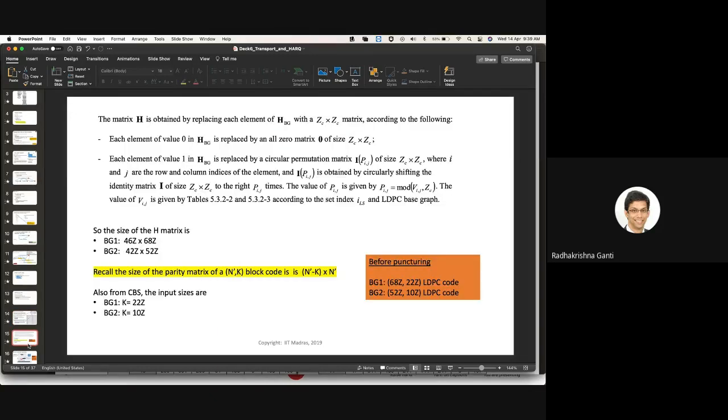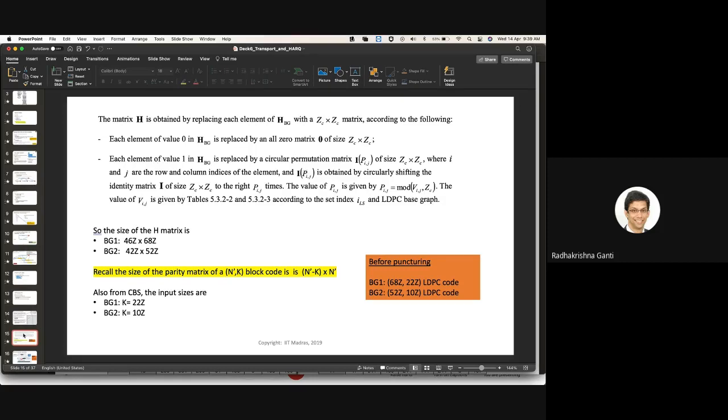Now, how do you find your parity check matrix? Once you know the base graph matrix, this is exactly like what Andrew said, a little bit different. Andrew wrote -1 instead of 0. So here, all the zero elements are replaced by a zero matrix of size ZC cross ZC. ZC is nothing but the lifting factor, Z. So you replace it by a Z cross Z matrix.